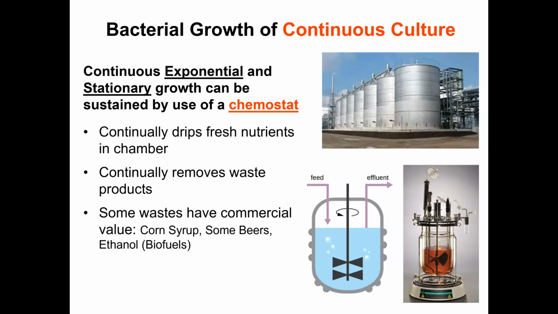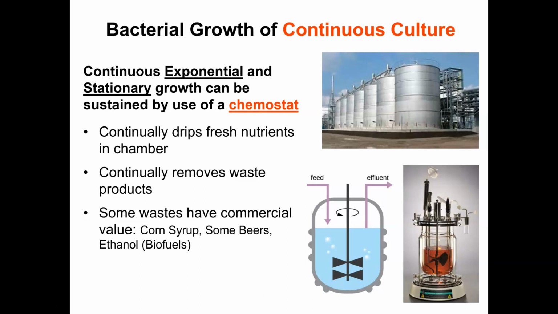This is the opposite of a batch system. With a chemostat, you control everything. Food, waste, oxygen, pH, agitation, okay, temperature. Everything is under your control. So you can maintain a culture in log phase or stationary phase forever. So chemostats are very valuable because this is how we harvest many supplements and pharmaceuticals from bacteria that make them naturally.